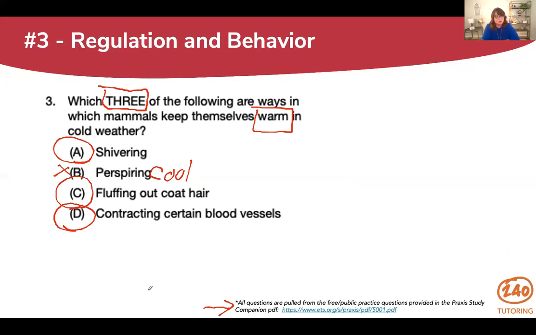Hopefully you didn't even have to read all this very carefully. You could just know that perspiring is not how we keep warm in cold weather. It's how we keep cool in hot weather. So once you take that out of the equation, you have your 3. So pretty straightforward, but this is one of those things about regulation and behavior you need to understand. All right, let's look at another question.